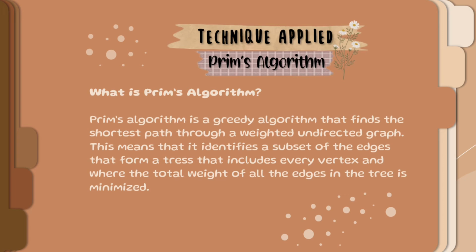Next, we move to technique and how to apply. To solve this map, we use Prim's algorithm techniques. What is Prim's algorithm? Prim's algorithm is a greedy algorithm that finds the shortest path through a weighted, undirected graph. This means that it identifies a subset of the edges that form a tree that includes every vertex and where the total weight of all the edges in the tree is minimized.